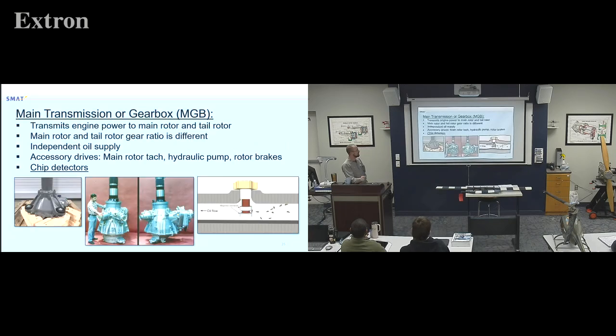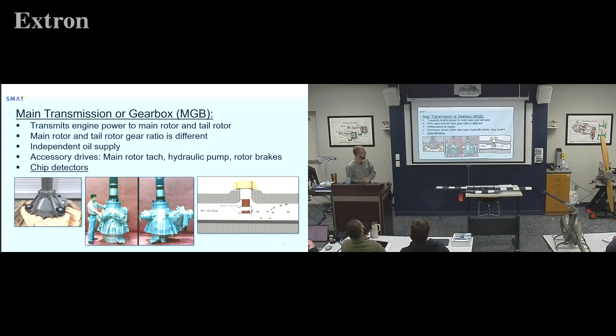Main transmission and gearbox, MGB, main gearbox. The transmission transmits engine power to the main rotor and to the tail rotor. Okay? So the main rotor and tail rotor gear ratios are different. Which one spins faster? Tail rotor, good.